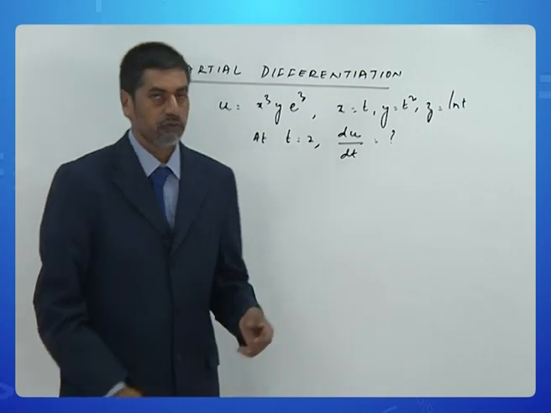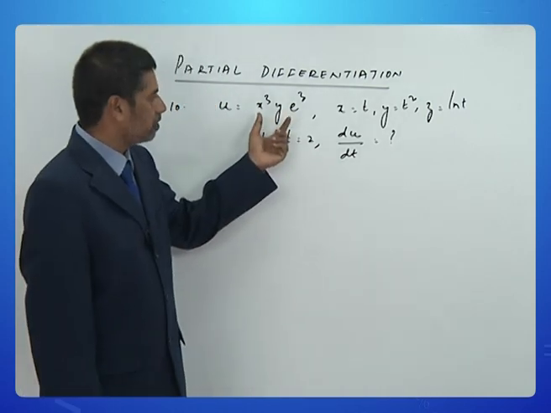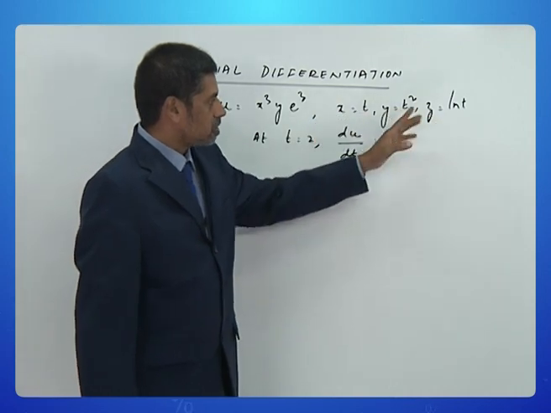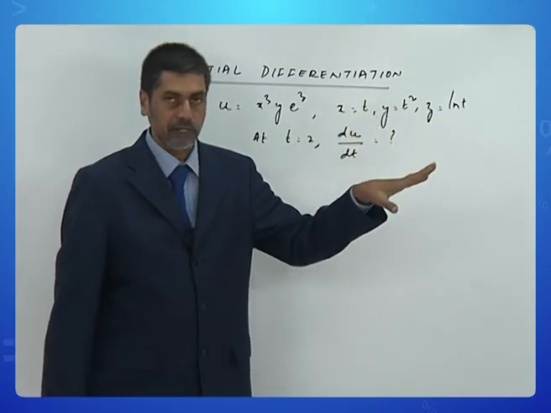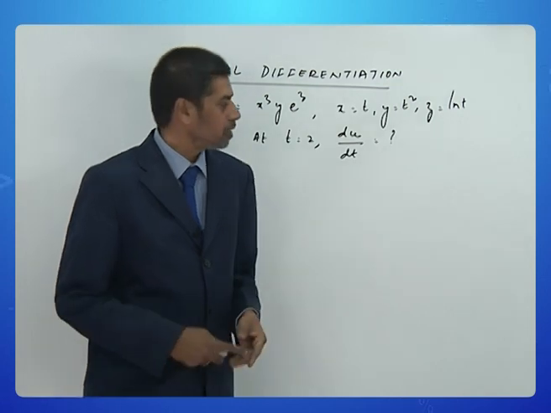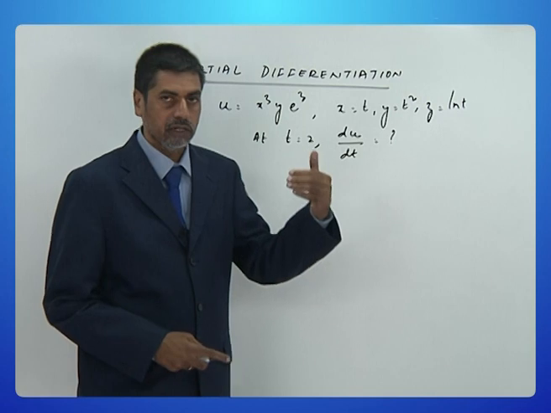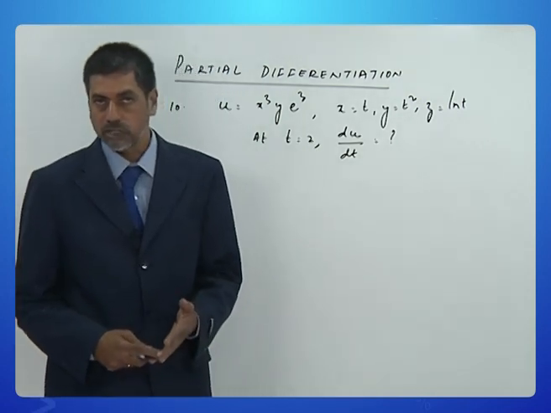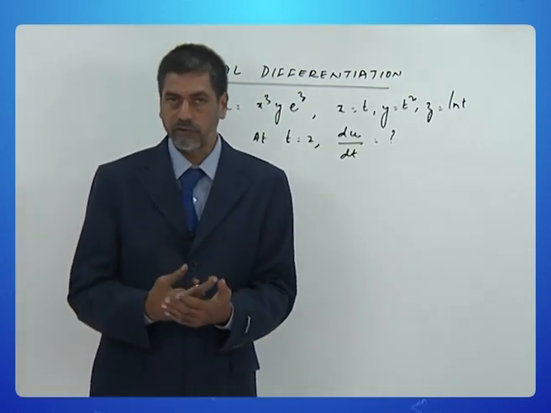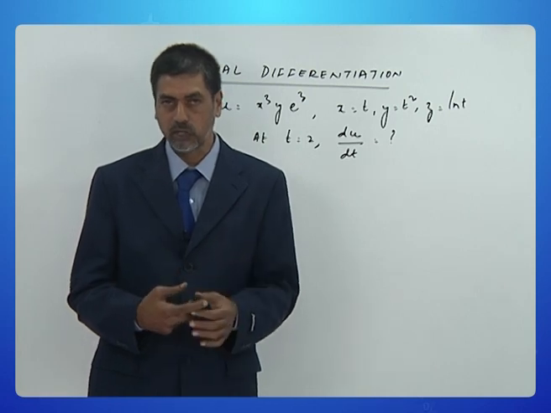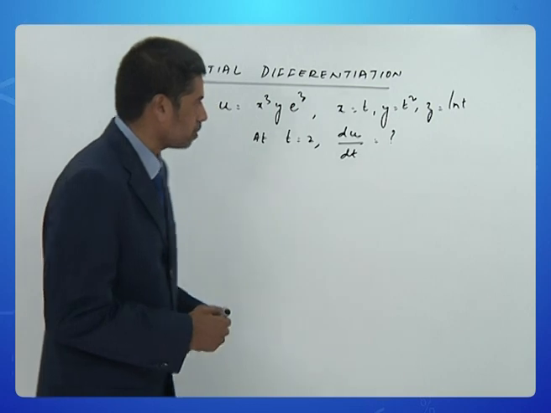Friends, in this question, we are given u as a function of three variables x, y, z. X, y and z are all functions of a single parameter t. Therefore, we can find out du by dt, and the requirement is what is the value of this total derivative at the specific value of t is equal to 2. So let's first set up our formula.